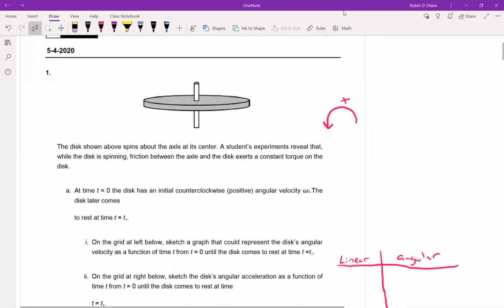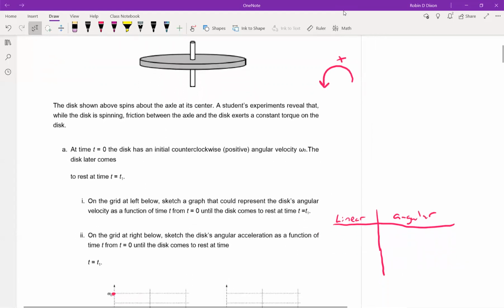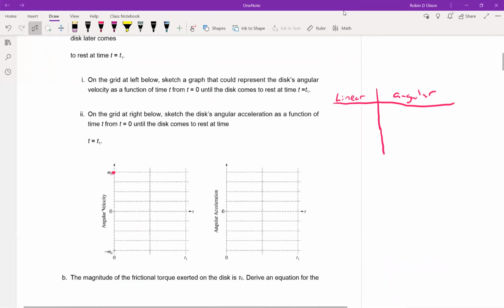On the grid below, sketch a graph that can represent the disk's angular velocity as a function of time from t equals 0 to t1 when it comes to a rest. Okay, cool. Now, as I was saying before Zoom started acting up, we have linear motion and we have angular motion.